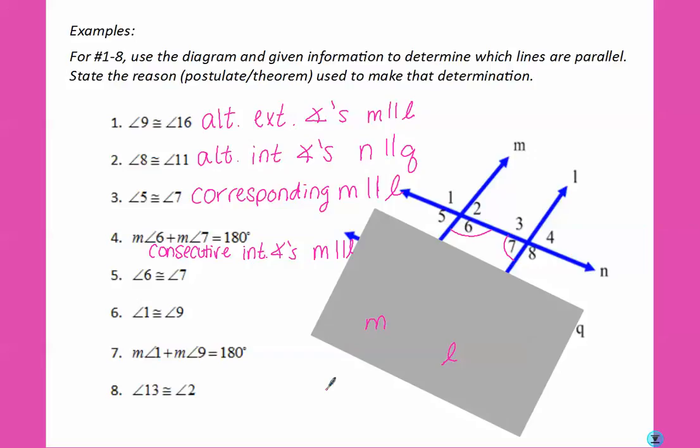The next statement says that 6 is congruent to 7. Well, consecutive interior angles are supposed to be supplementary if the lines are parallel. So there are no lines that we can prove parallel with that information.